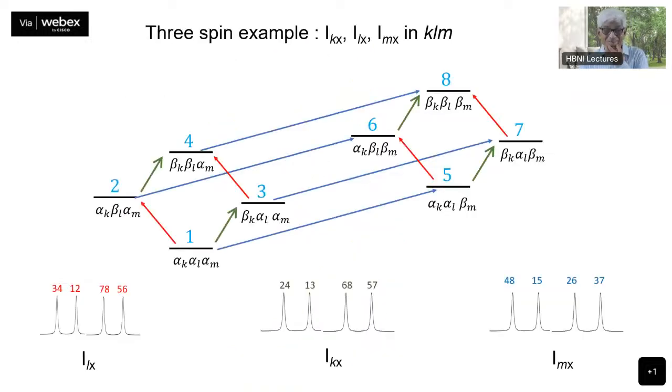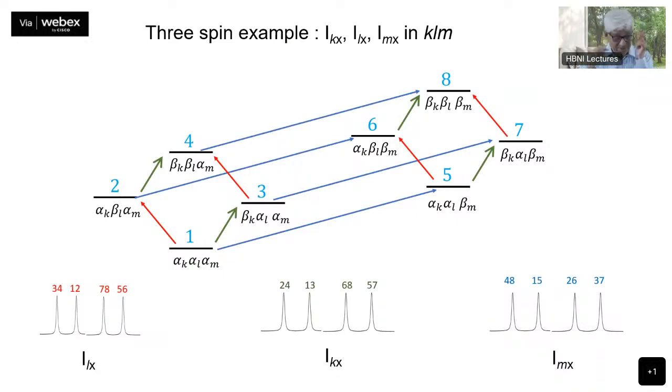Okay. Now take the 3-spin case. That was the 2-spin case. Now in the 3-spin case, what will we have? Each one of them will have 4 transitions, right? 4 transitions. There is a 3-spin energy level diagram here, so you can see the various transitions there.